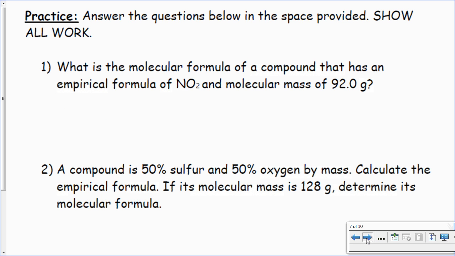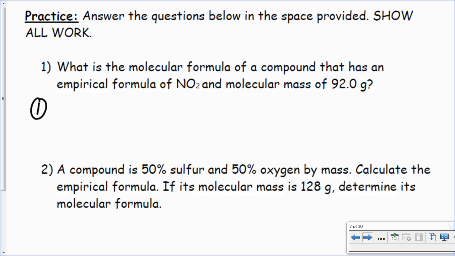So what's the molecular formula of a compound that has an empirical formula of NO2 and a molecular mass of 92 grams? So the empirical formula has been given to us. Molecular mass has been given to us. So we don't need to find the empirical formula part.